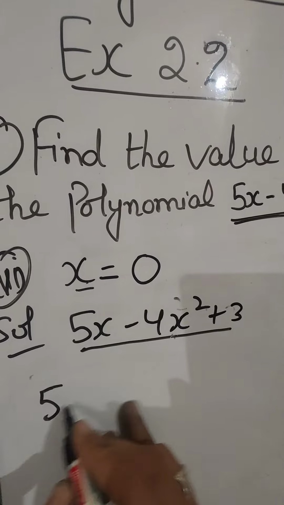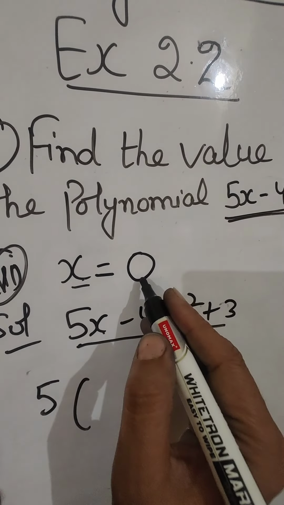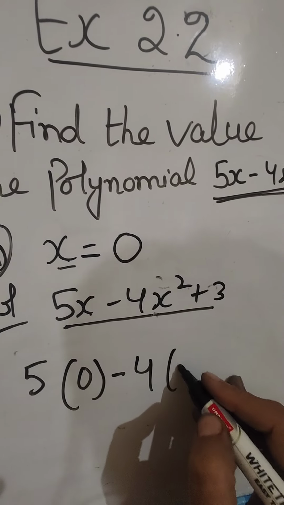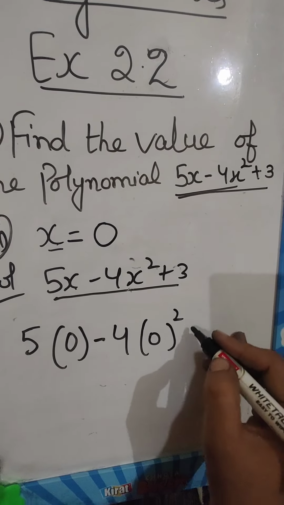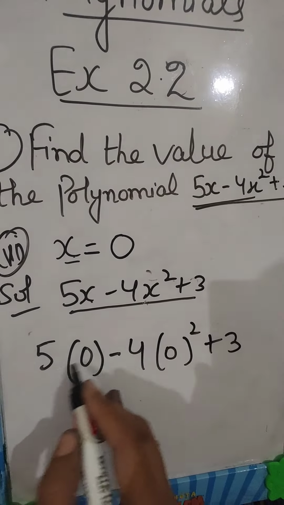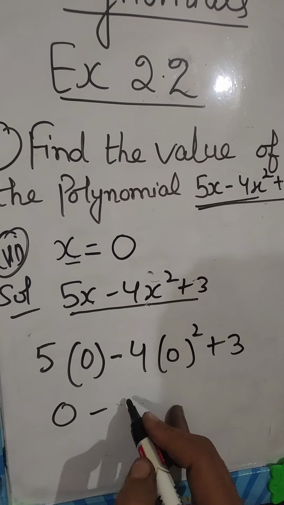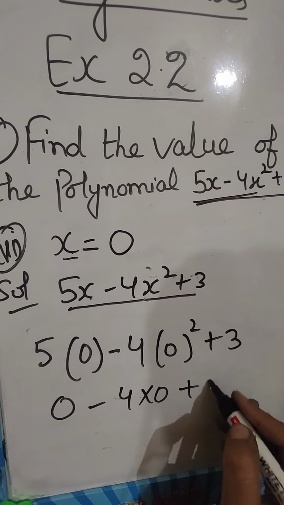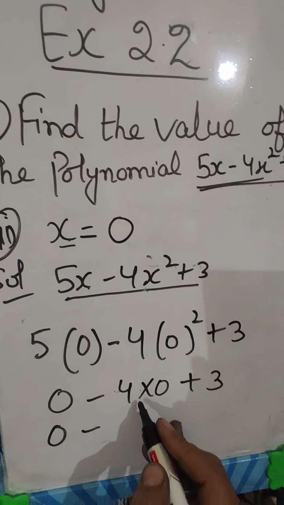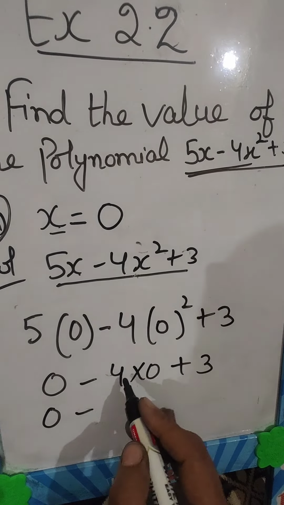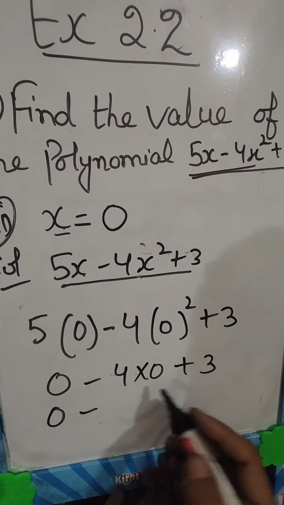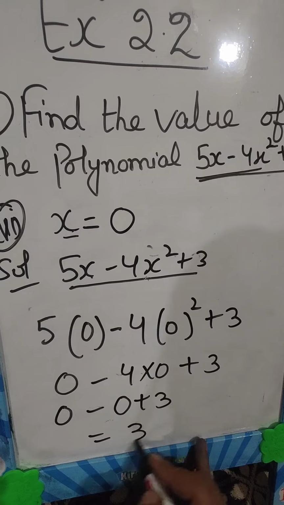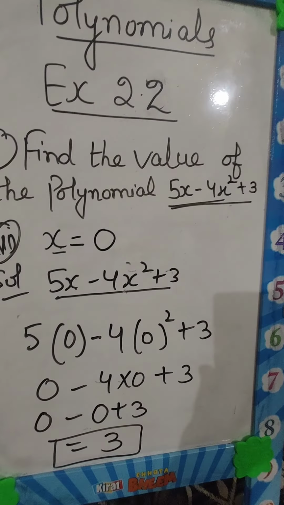So we will write 5 in place of x. Now we are putting the value equal to 0, so we will write 0 here. Then minus 4, again 0 square, plus 3. Now 5 multiplied by 0 will become 0, and when we do the square of 0 it will be 0 again, plus 3. So 0 minus 4 into 0, whenever we multiply 0 with any digit it becomes 0. So we will write 0 plus 3, and our answer will be plus 3.